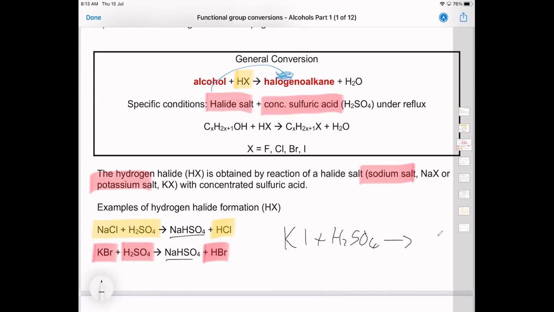Also, if I give you potassium iodide and I react it with concentrated sulfuric acid, which hydrogen halide will I form?